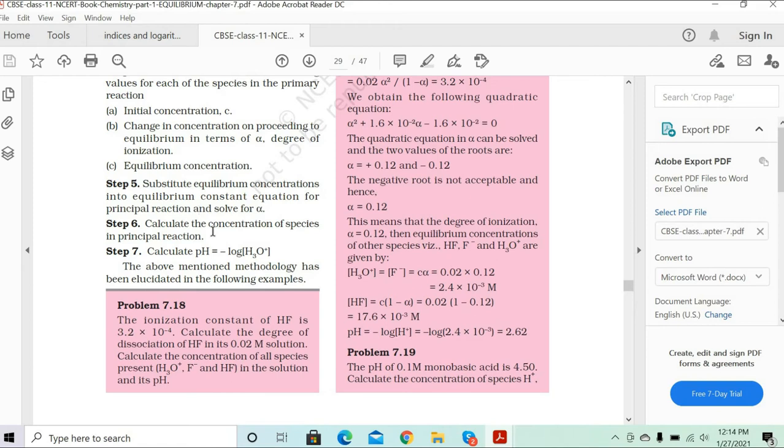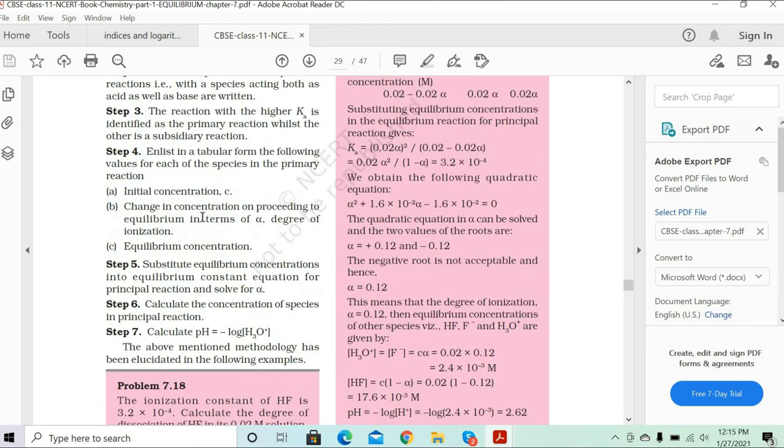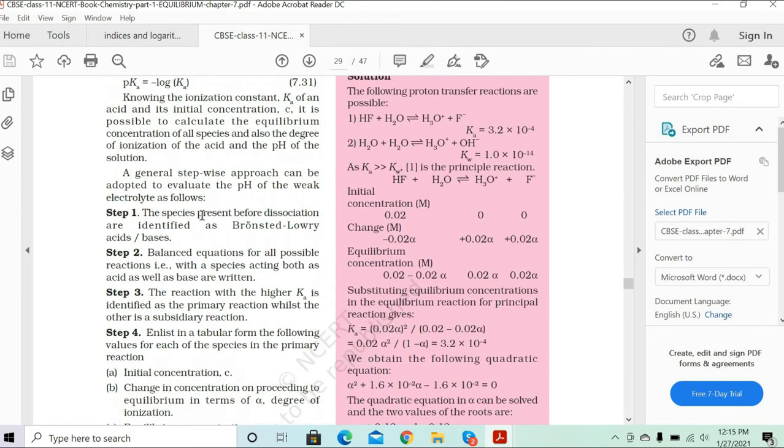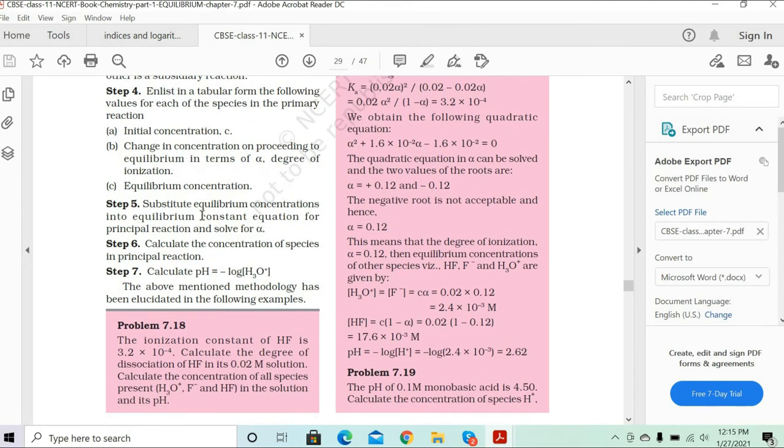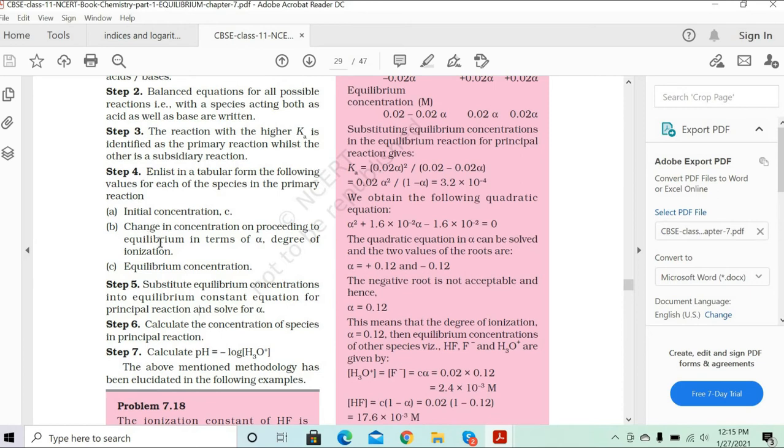So basically this will become easier when we start doing the problem. Okay, so understanding the problem is pretty straightforward. We'll try to understand with the example 7.18. See here, what we need is only step 4; step 5 is important, because first anyway you will be writing the equation of the ionization, and initially the concentration will be C, and once the equilibrium is reached, then you know the degree of dissociation is alpha.